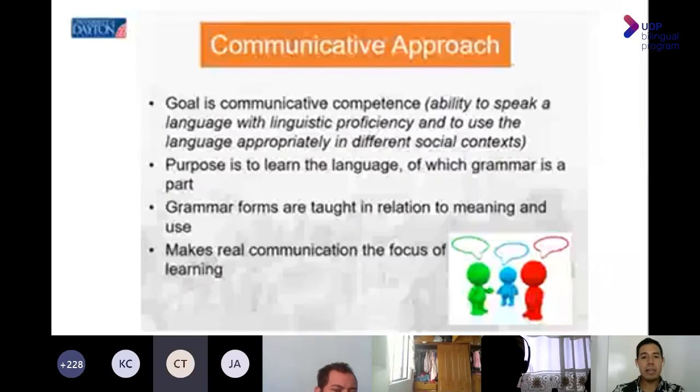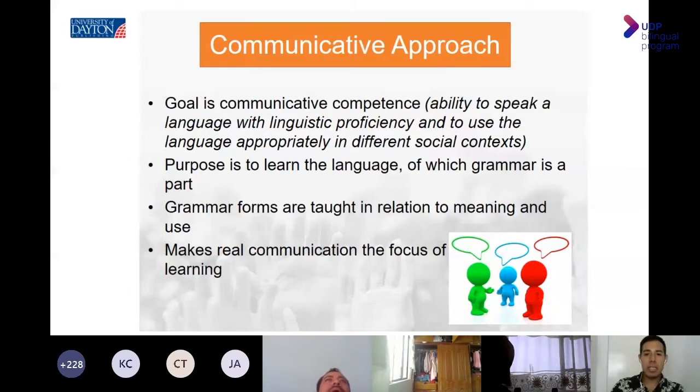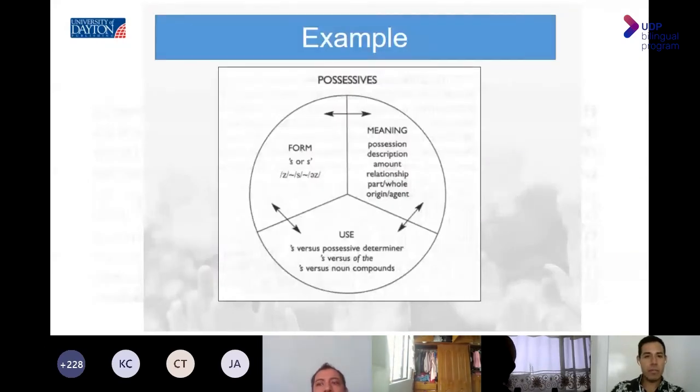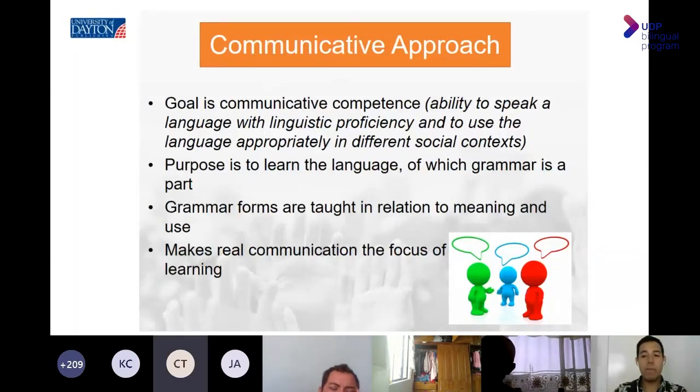Okay. Well, the purpose of this is to learn, of course, the language, of which grammar is a part, just a part, not the whole foundation of this. Grammar forms are taught in relation to meaning and use. We focus not a lot on the form that we mentioned before. We focus more on meaning and use, because those are the components that we care about the most when we talk about the communicative approach. And well, all this combination makes it real for communication to happen, always with a focus on learning.